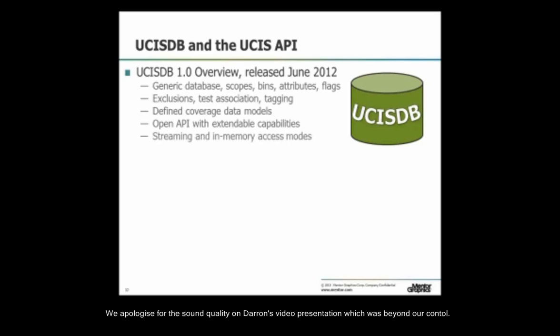And this is an important aspect, the streaming and in-memory access. I talked about some of the requirements for coverage in verification tools, and that's the fact that you want to get stuff quickly into a database, but reporting-wise, you need to be able to access that data very quickly. And the different requirements for getting the data into the database and actually reporting out of the database has a need for different types of modes of access. And the UCIS has both streaming and in-memory modes, which I'll talk about in a couple of slides' time.